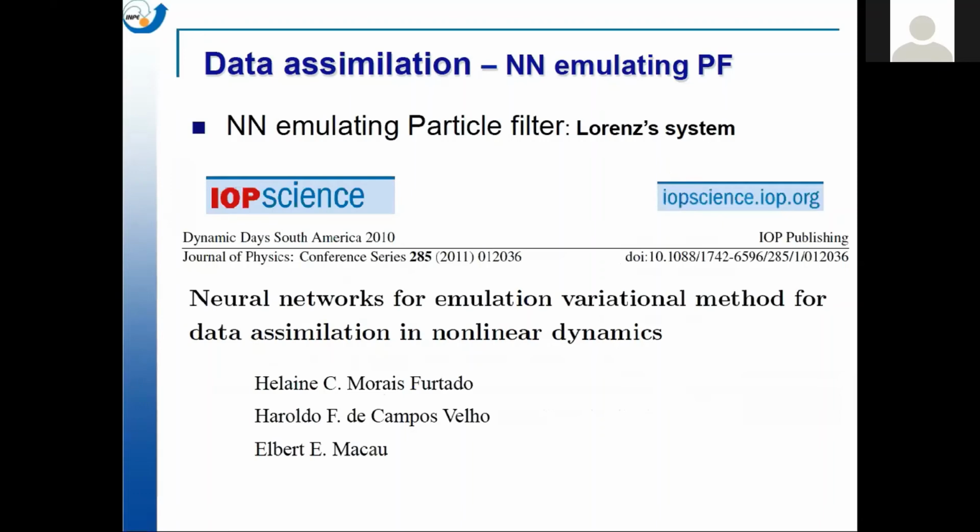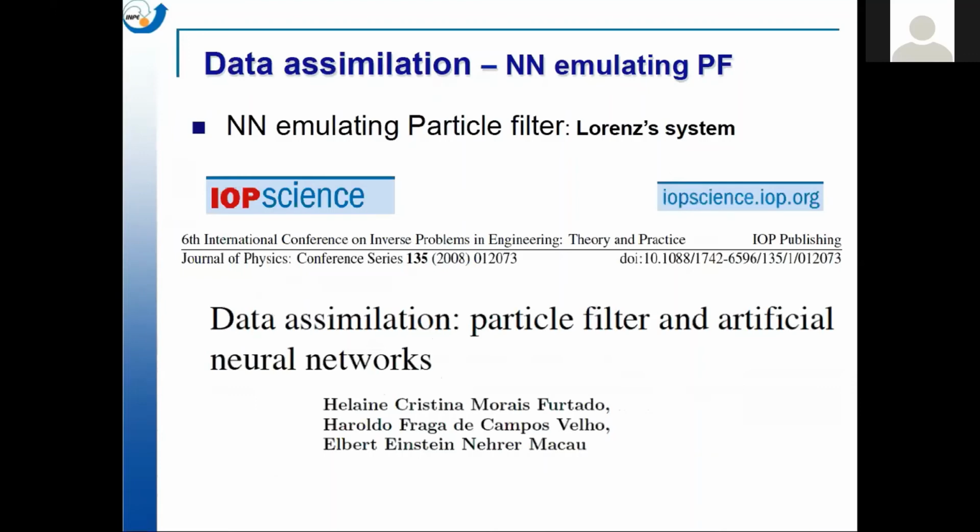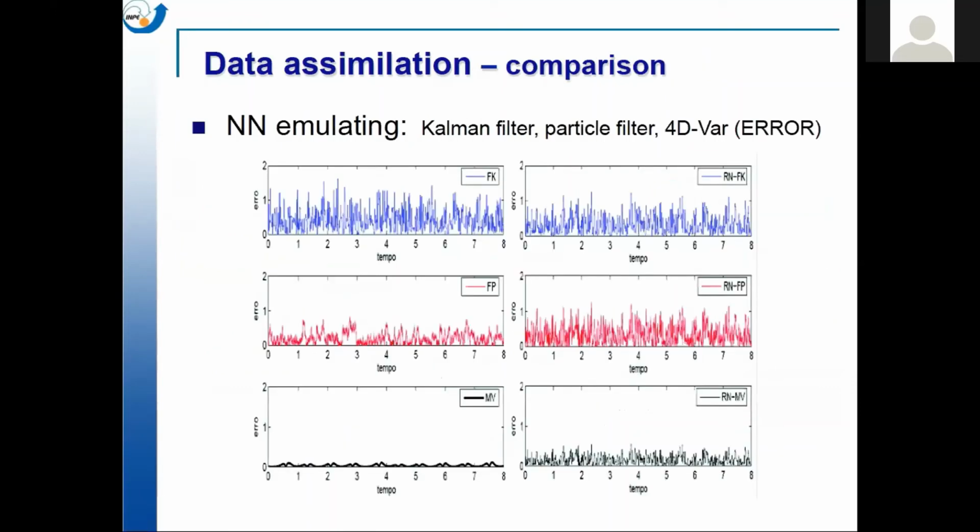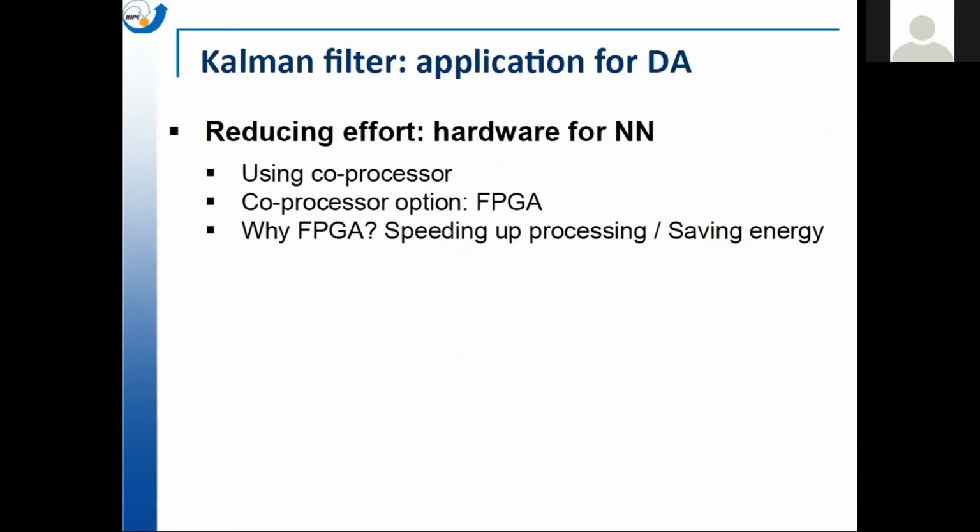But you can also configure a neural network to emulate variational methods or a particle filter. Here on the left of your screen is the data assimilation error using the Kalman filter on the top, the particle filter in the middle, and the variational method for data assimilation on the bottom. On the right side, you can see the error for the neural network emulating the Kalman filter on the top, in the middle the error of data assimilation using the neural network emulating the particle filter, and on the bottom the error when the neural network is configured to emulate the variational method.